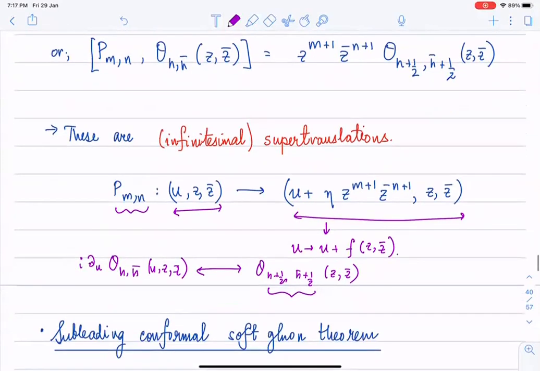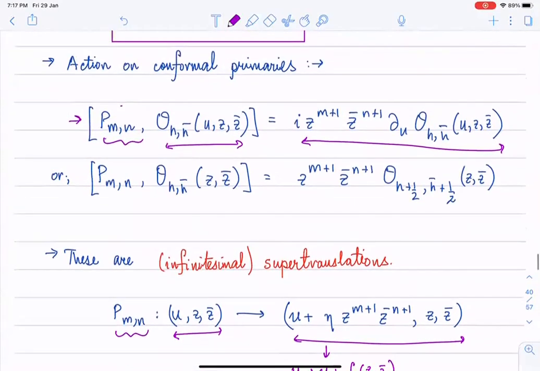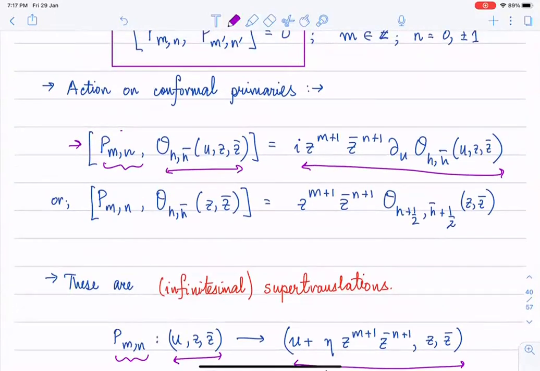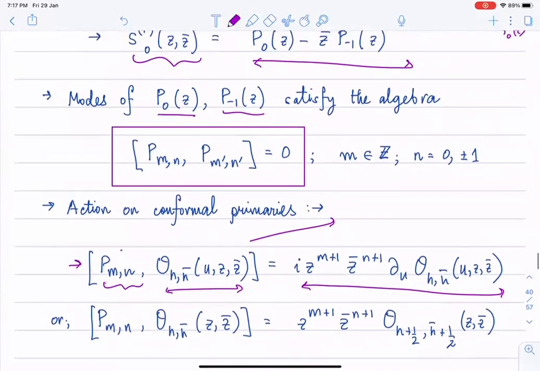Okay, I see. Now if you also compute these commutators in the standard basis, you will get factors like this: z to the power m plus 1, z bar to the power n plus 1, and h plus half and h bar plus half. So what this is saying is that you now have a translation of this object, but that translation is accompanied by some factors of z and z bar as well. And from that, you identify that this is a super translation. I see. Okay.